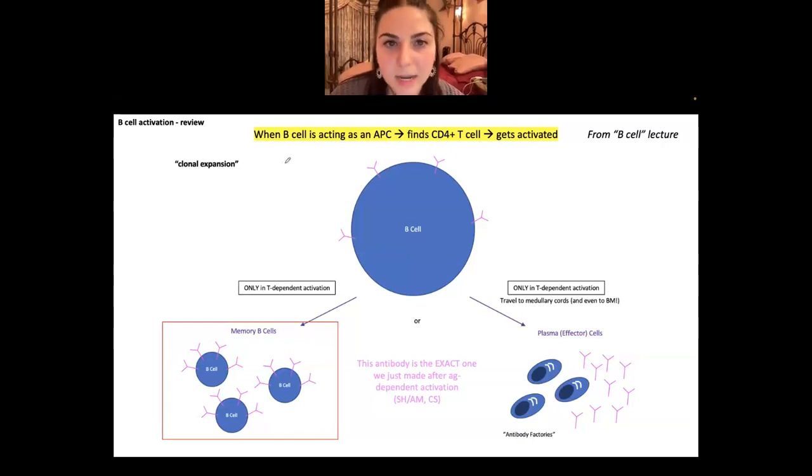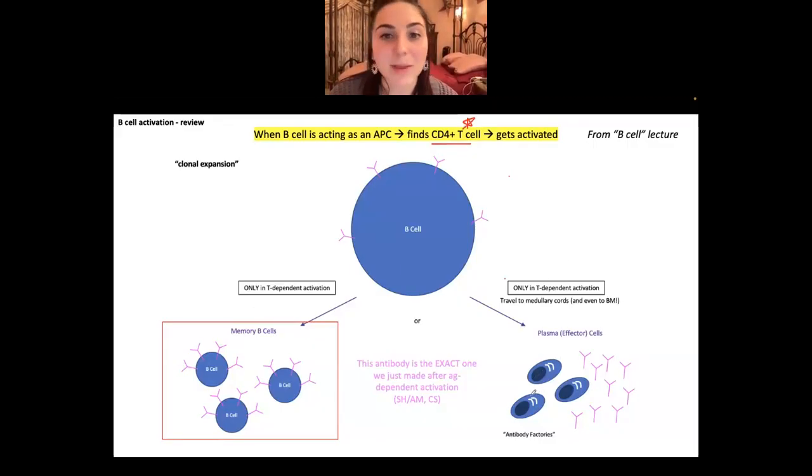When the B cell acts as an antigen presenting cell, it's going to go find an already active T cell. So this is not a T0 cell, this is a CD4 positive T cell. And then it's going to get activated. Again, we're talking about T dependent activation, so you're going to get memory cells and plasma cells.